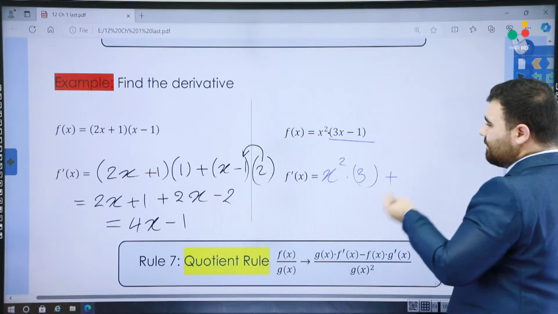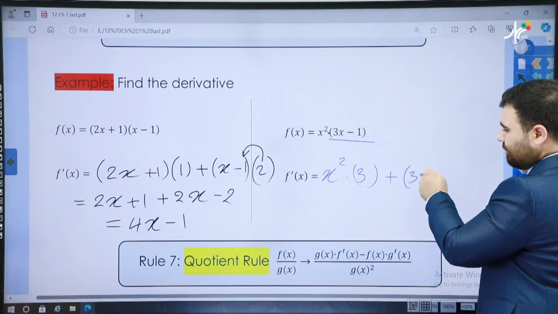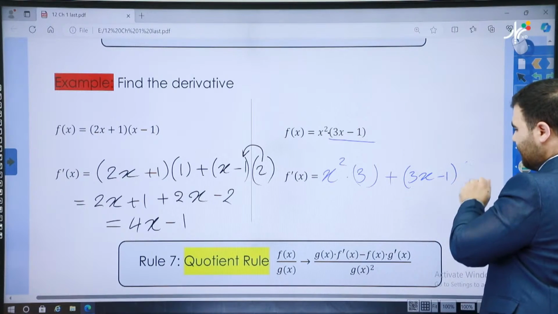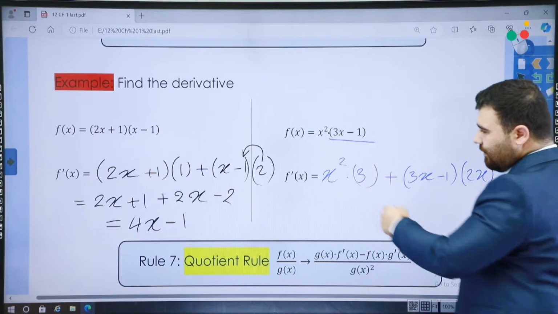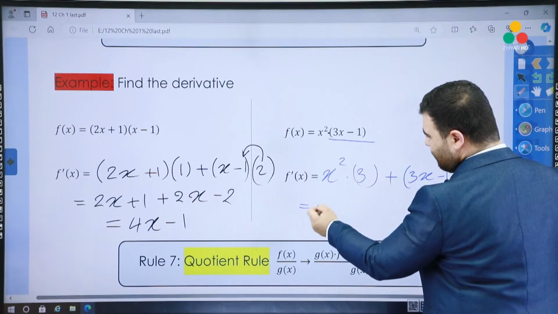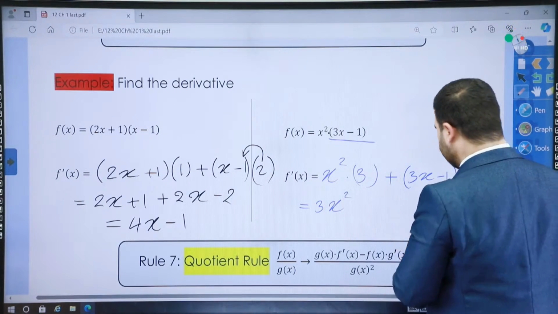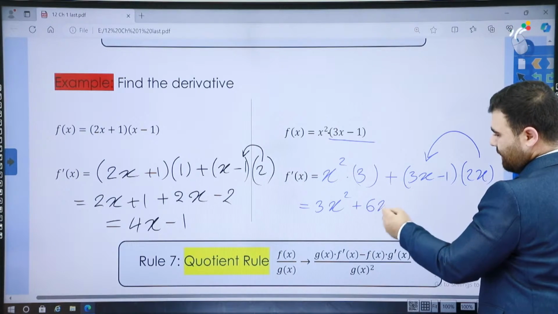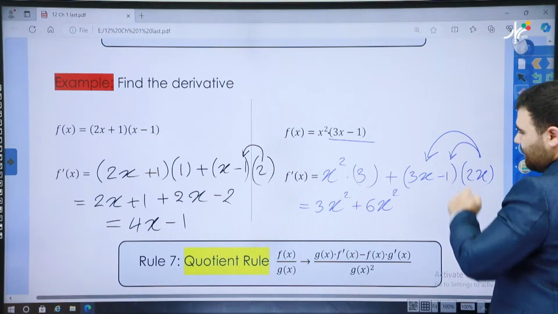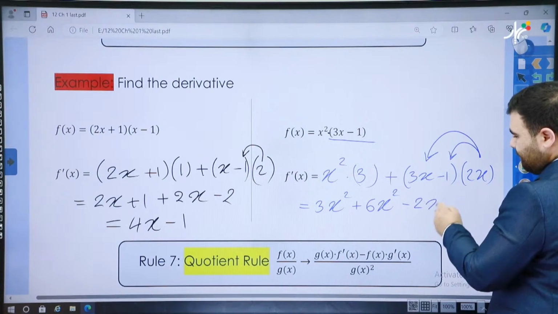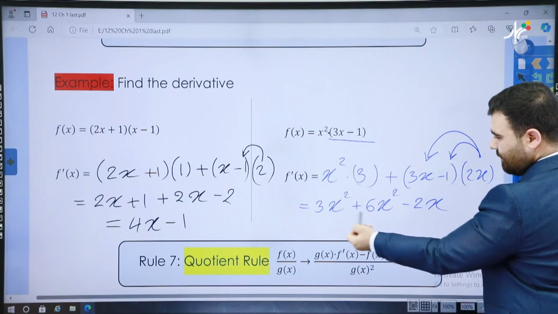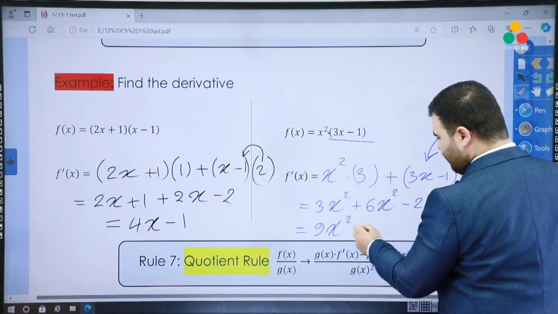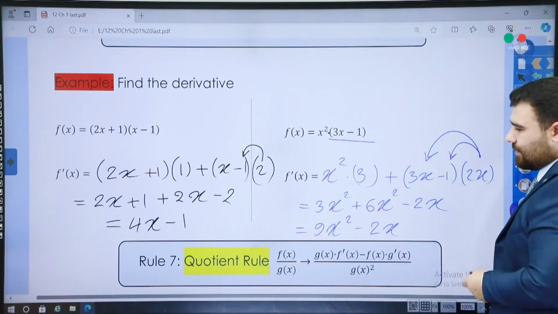Plus, this time second, which is 3x minus 1, times derivative of first. Derivative of x squared is 2x. Now, if we simplify, 3 times x squared is 3x squared. 2x times 3x is positive 6x squared. 2x times negative 1 is minus 2x. 3x squared and 6x squared together can be simplified to 9x squared minus 2x. This is the simplest form.